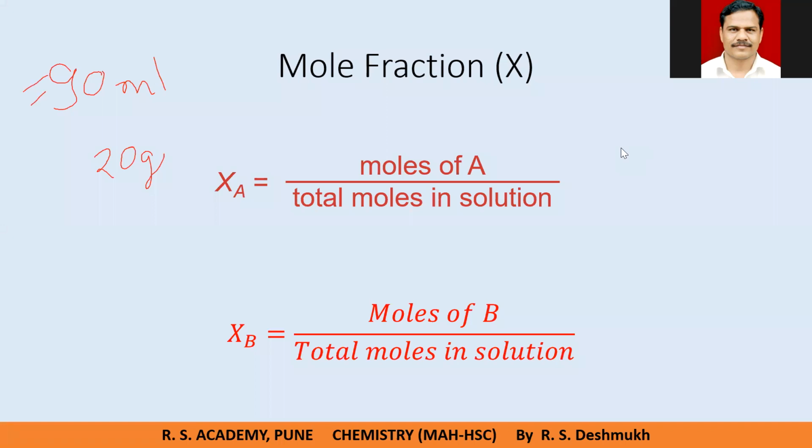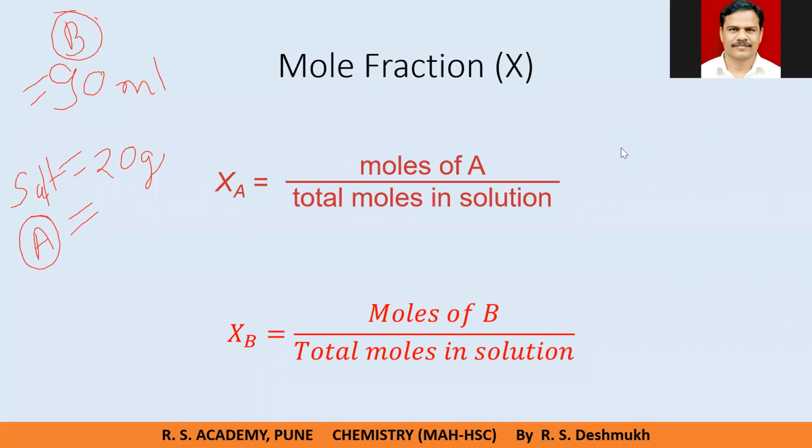Let me say one is the solute and the second one is the solvent. If this is the salt, let me say this is A and this is B, which is the water. Now how to find the mole fraction? The definition is very simple. Whenever we say solution, that means it contains two parts, the solute and the solvent. In this case, one is A, the second one is B. So it is the moles of A upon total moles in solution, that is moles of A plus moles of B.